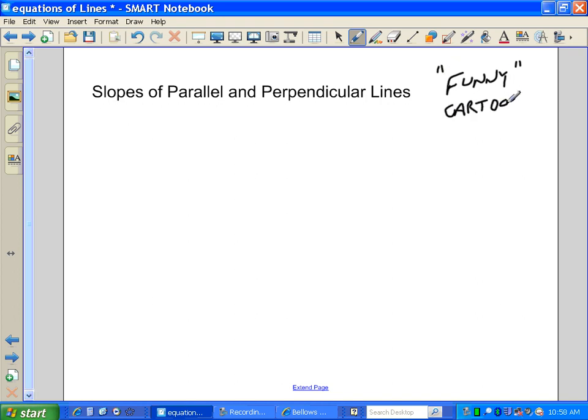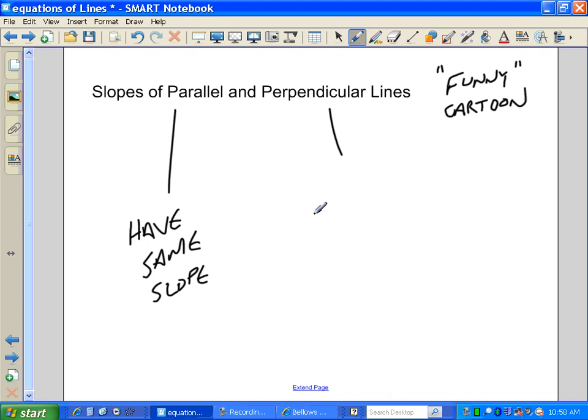Funny cartoon. Okay, so parallel lines have the same slope. Hopefully that's not a surprise. Hopefully that's not new information. So if we have two lines that are parallel, they have the same slope. Perpendicular lines, slopes are opposite reciprocals.